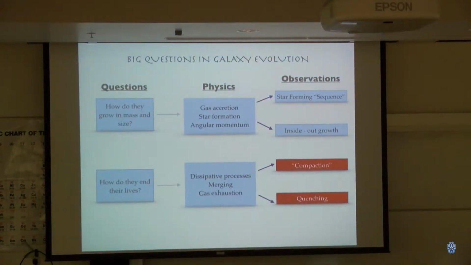Okay. So we go from the average evolution for your star-forming galaxy, and we want to try to understand something else about the galaxies that are not forming stars anymore. And that's going to involve physics like dissipative processes, merging of galaxies, and the more important one, running out of gas, running out of material to make stars. Okay, I'm going to describe that from the perspective of two observational features called compaction and quenching of star formation.